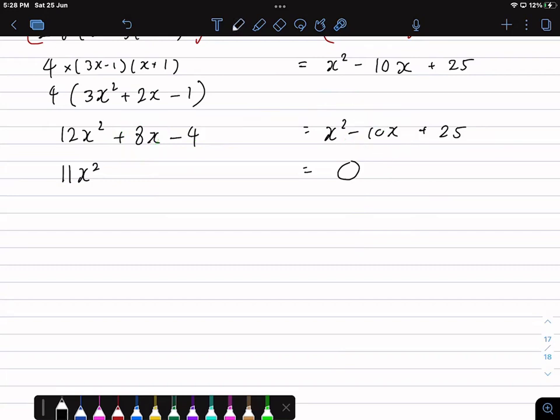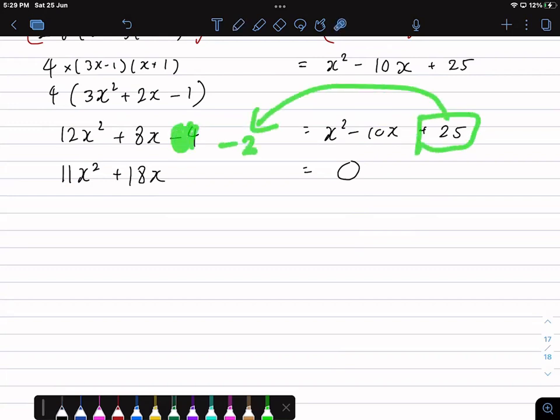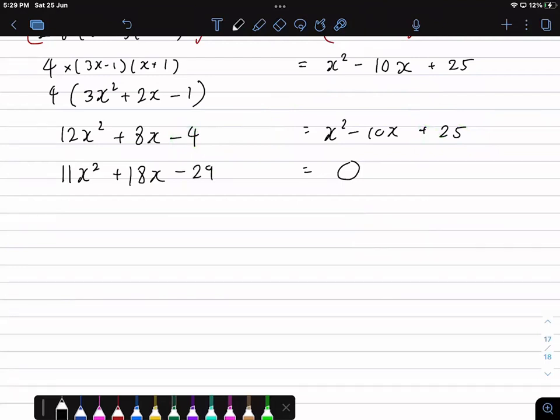Minus plus 18. Yes. Minus 4 is still on the left. Plus 25 bring over become minus 25. Minus 4 minus 25 is minus 29. Minus 29. Okay, then how to solve for x?